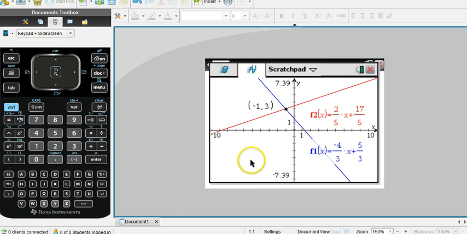And keep in mind that they may intersect at fractions or decimals, so the calculator may give you some decimals, so that could be an approximation of the intersection point. So the calculator is not perfect. It may not be able to get you the exact intersection point, but it'll get you close. It'll get you really, really close.